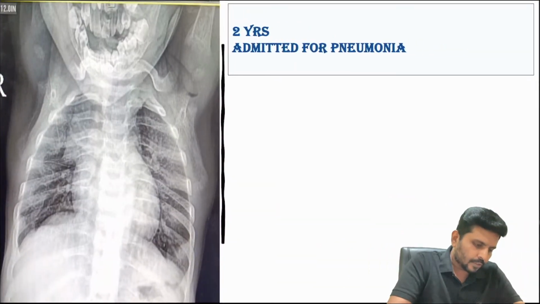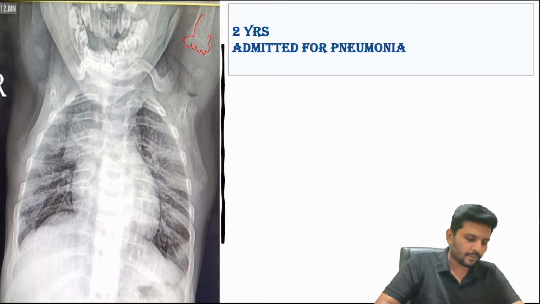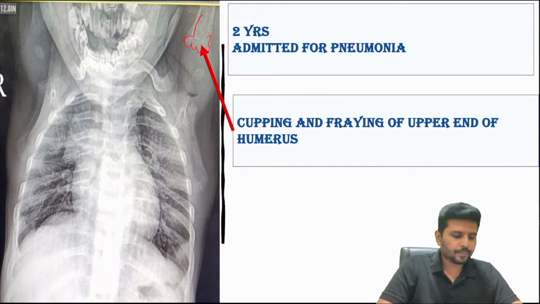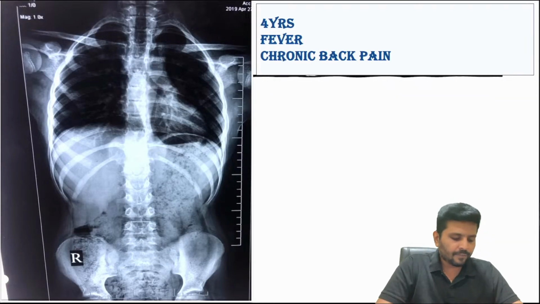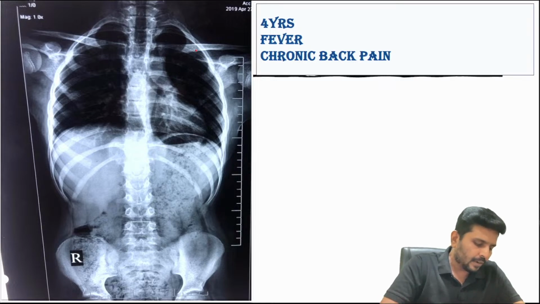Look at this. This child had cupping and fraying of the upper end of the humerus. Again, this is a case of rickets. Then finally, as I told you already, look at the clavicle, look at the vertebra, look at the ribs, look at the scapula. Clavicle and then ribs and then scapula you saw.